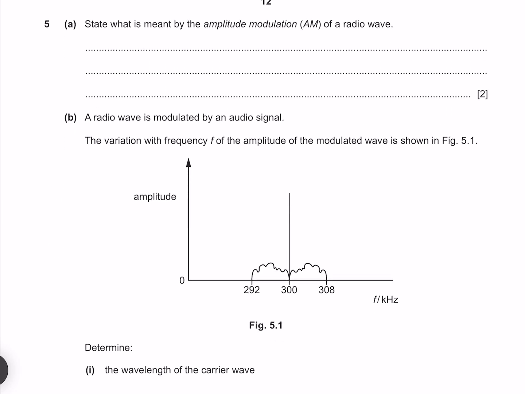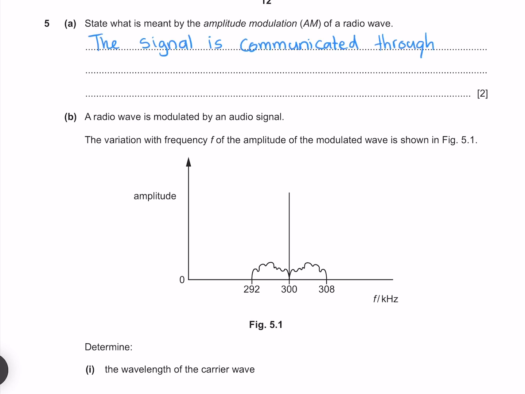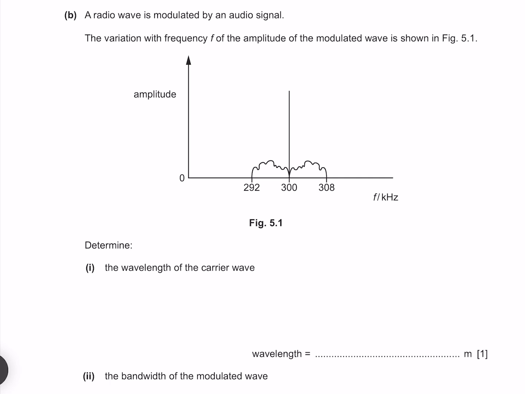State what is meant by amplitude modulation of a radio wave. The signal is communicated through variations in amplitude. A radio wave is modulated by an audio signal. The variation with frequency of the amplitude of the modulated wave is shown in figure 5.1.